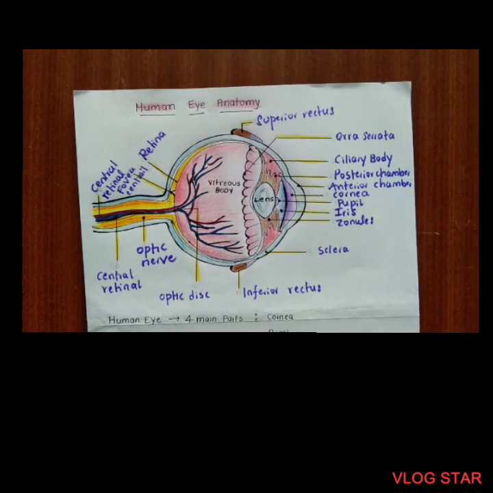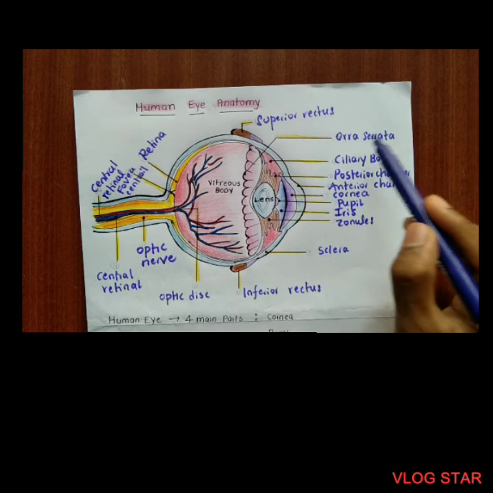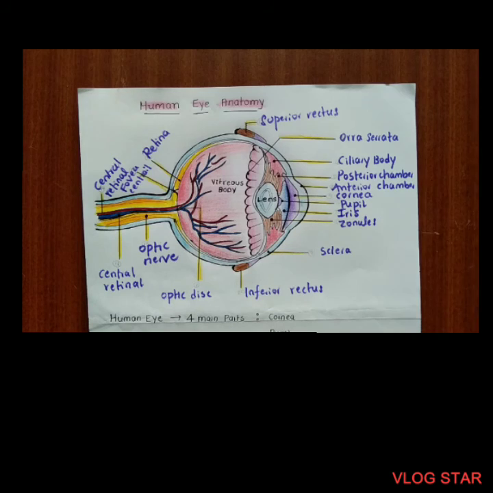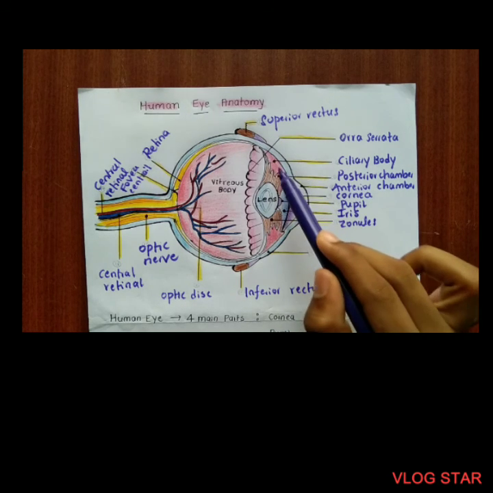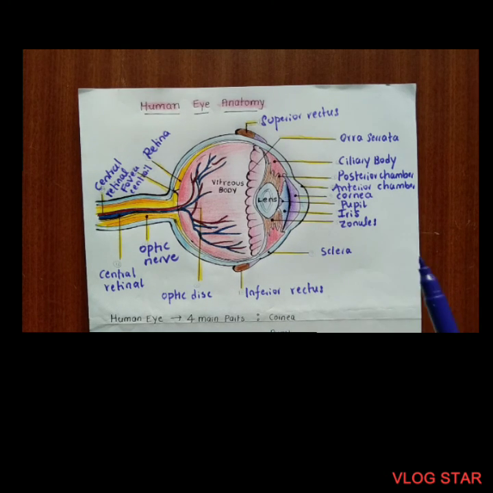Friends, now let us see about these labeling functions. What is the function of each? First one, ora serrata. This is a multi-layered photosensitive region and serrated junction between retina and ciliary body. Next one, ciliary body. Ciliary body changes the shape of the lens when the eye focuses.